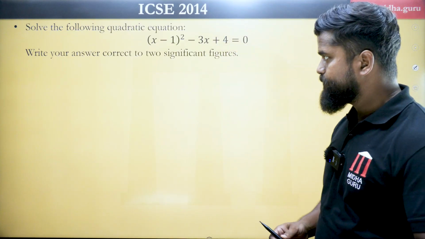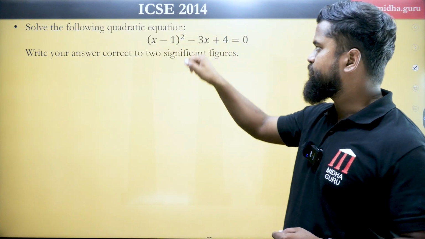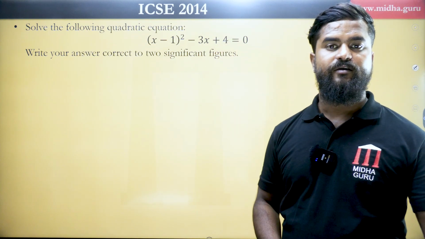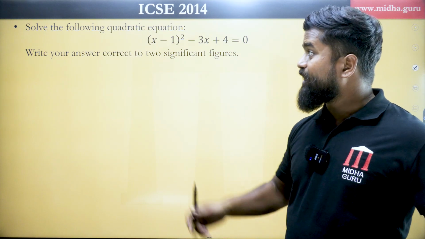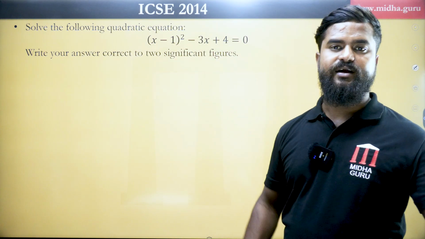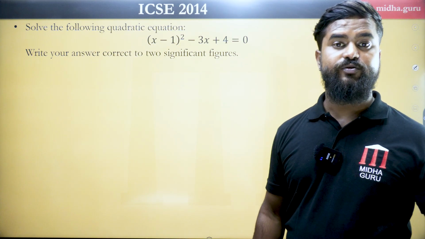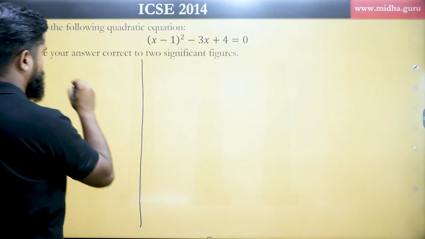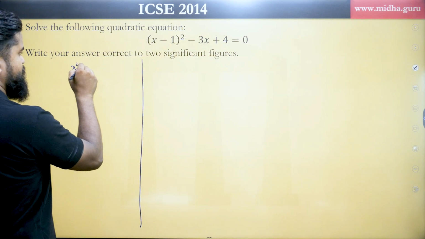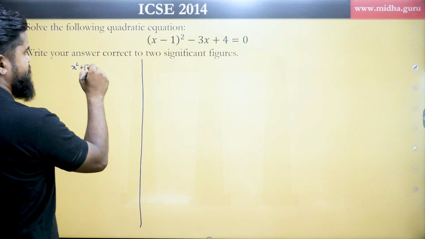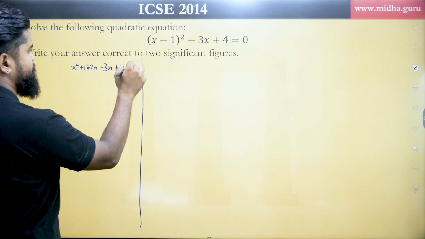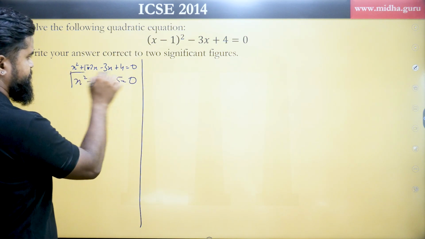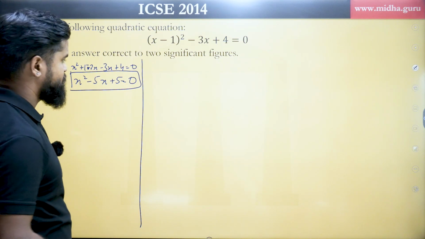Now in 2014, the question was (x minus 1) whole square minus 3x plus 4 is equal to 0, giving your answer correct to two significant figures. So now we have to find the values of x for this quadratic equation to two significant figures. First we'll write the standard form. We'll open this square, we'll get x square minus 2x minus 3x plus 4 is equal to 0. So we have x square minus 5x plus 5 is equal to 0. This is the equation we need to solve.